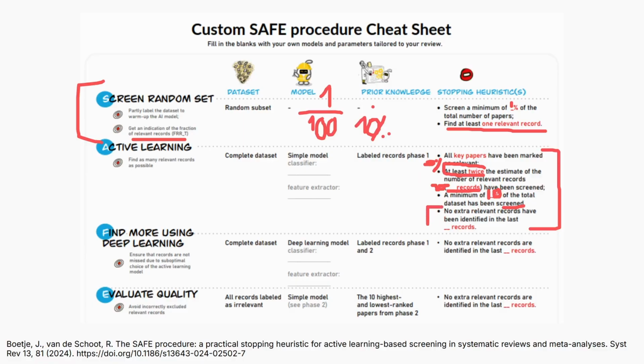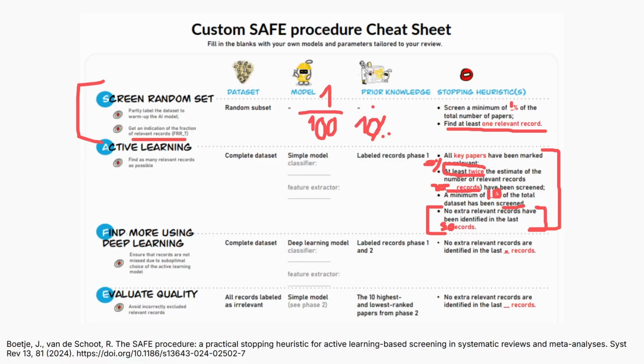And this criterion is the most important. This is the most important rule, and this rule you have to set in ASReview. It says that no extra relevant records have been identified in the last, for example, 50 records. And this number depends on the total of your studies. Also depends on the topic. Also depends on the search strategy. But let's say that is 50%. No, sorry, not 50%. Let's say that is 50 records in this case.